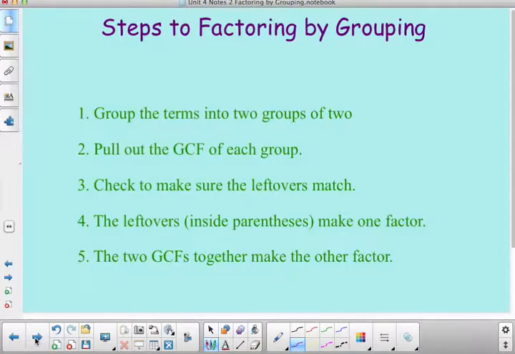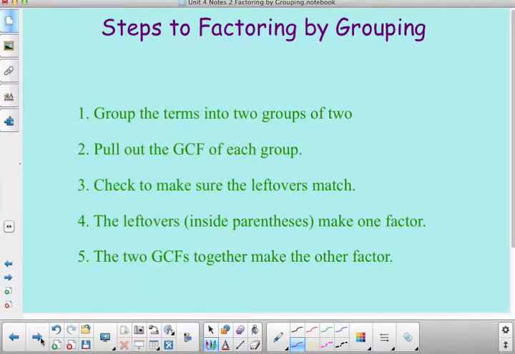The very first step is to group the terms into 2 groups of 2. So the first 2 terms are one group, the second 2 terms are the other. Then the second step is to pull out the GCF, just like what we did yesterday. We take the GCF out of each group. What's left over in the parentheses should match, so we need to check that. That's a kind of checkpoint system. Then step 4, what's left over makes one of the factors. And the last step, the GCFs together make the other factor.